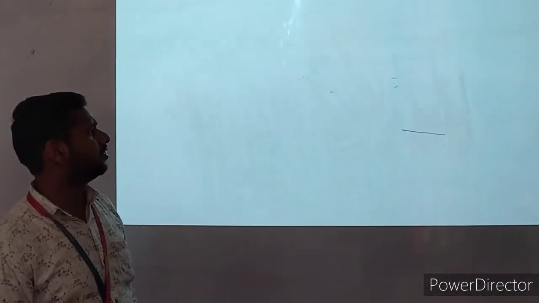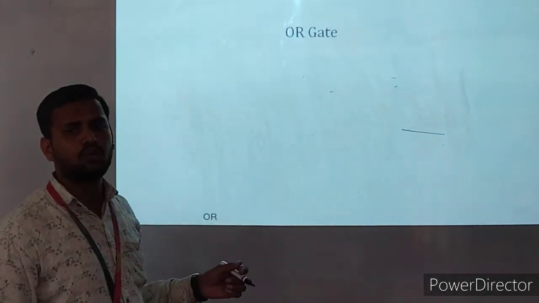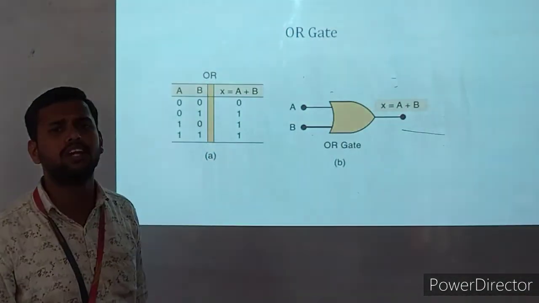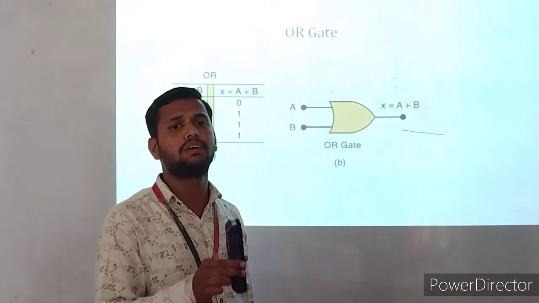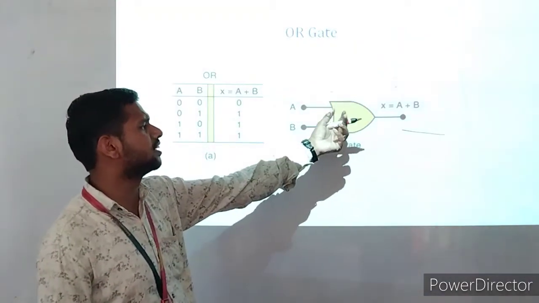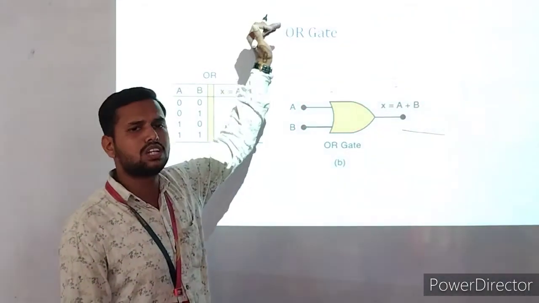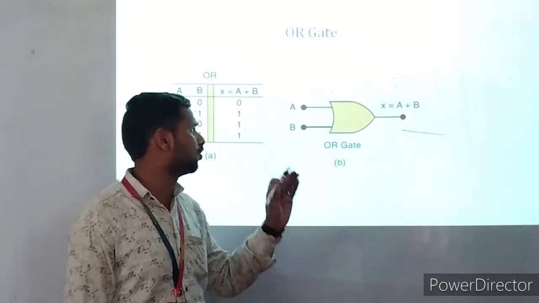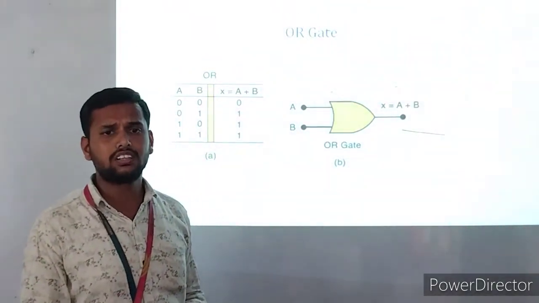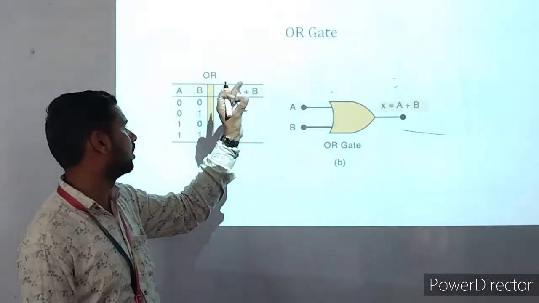Next is the OR gate. The OR gate function is that y is equal to a plus b. What is a and what is b? A is an input variable and b is an input variable. That makes the output x equal to a plus b. The OR gate logical function, or truth table, can be said as: when only one input is 1, at that time the output will be 1. That is the logic of the OR gate.